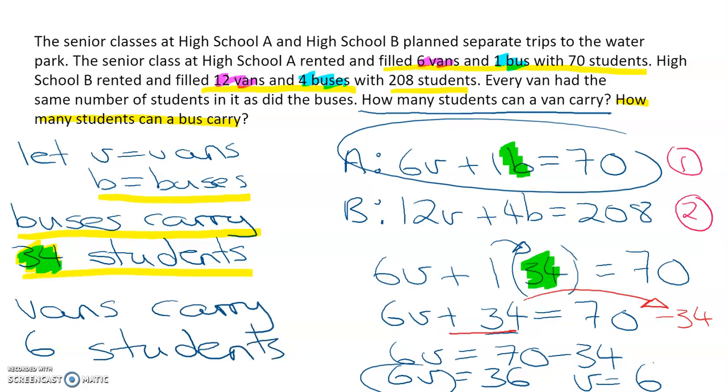We've identified how many students are in a van as 6 and how many students in a bus as 34.